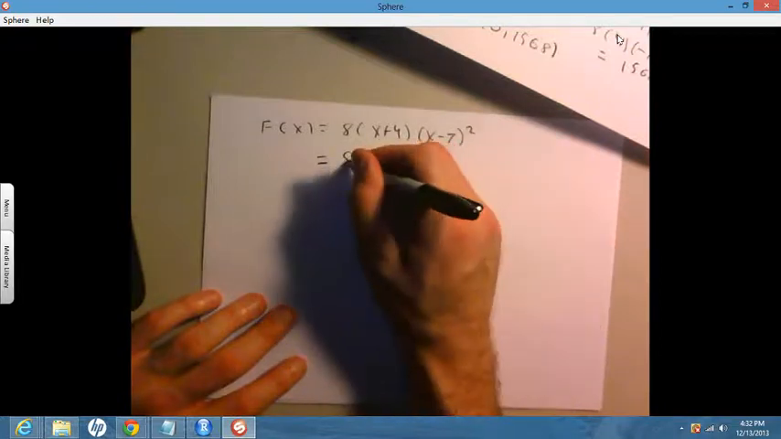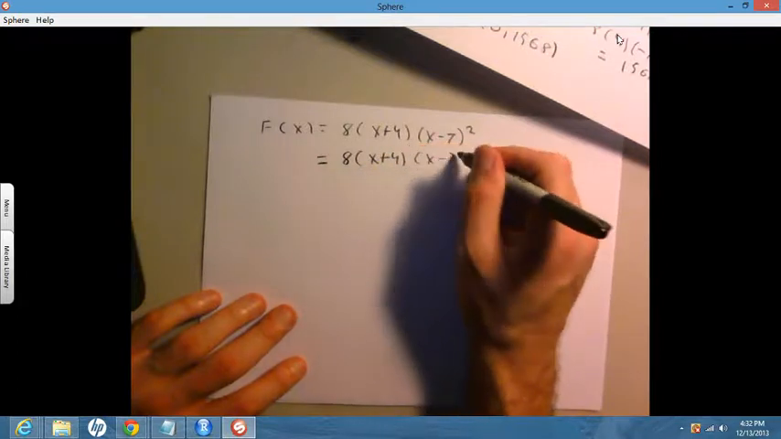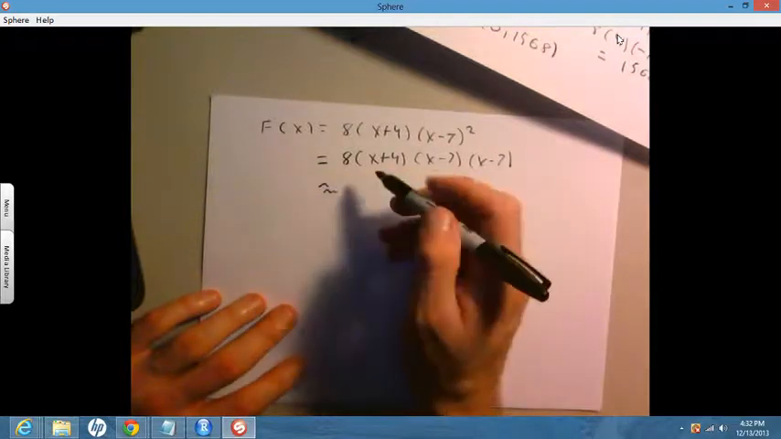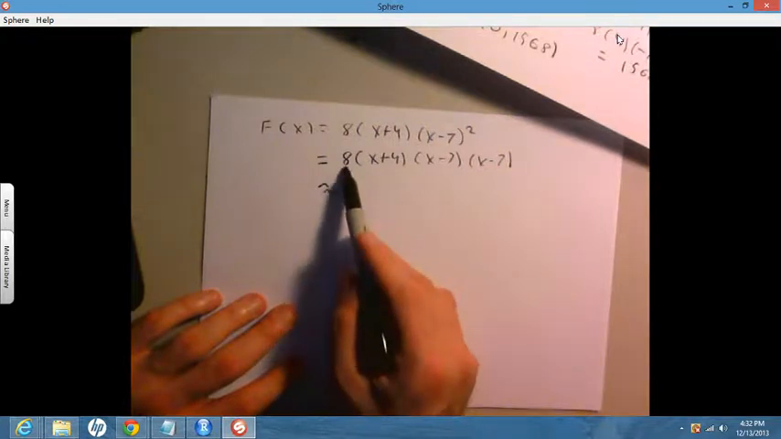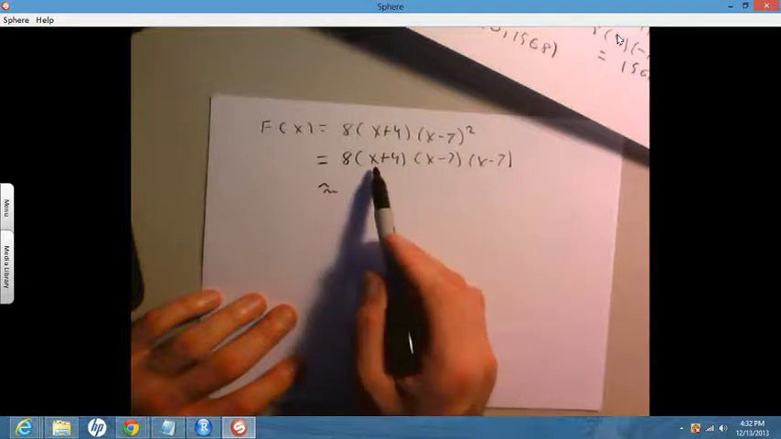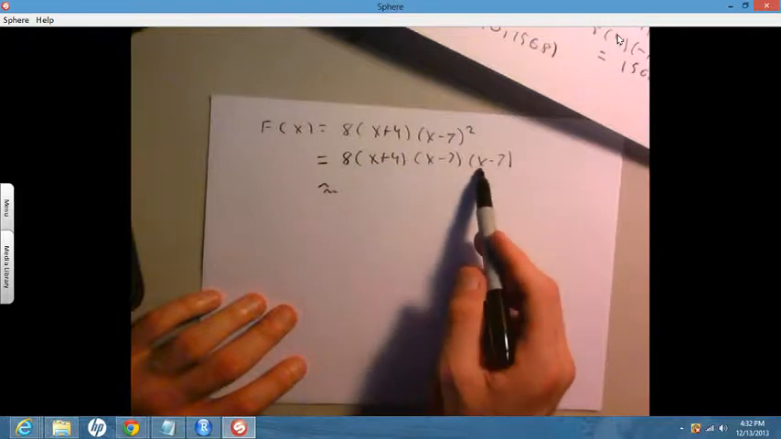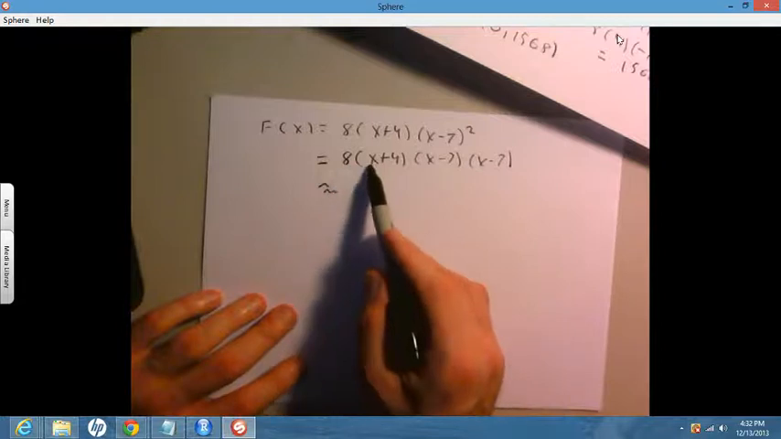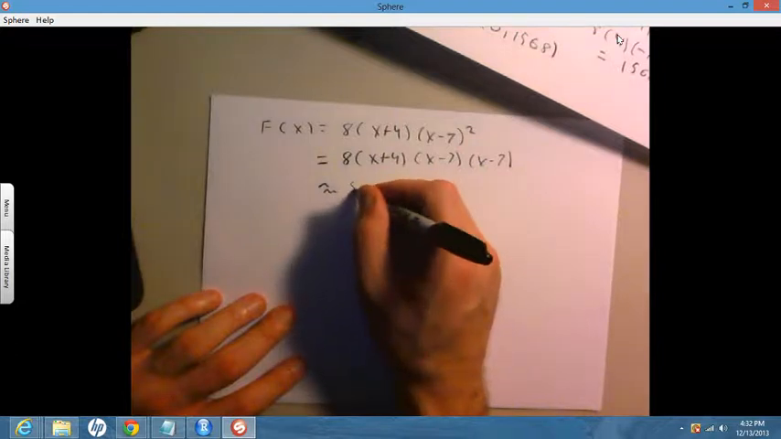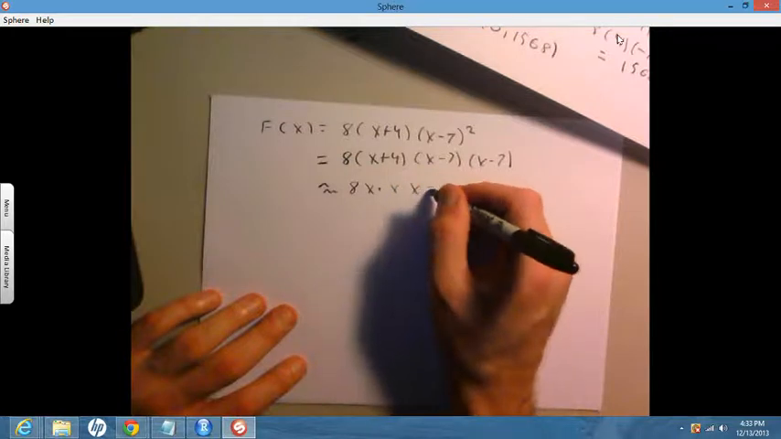This is the same as 8 times (x plus 4) times (x minus 7) times (x minus 7), right? So for large values of x, the only things that are going to matter are the 8 on the outside and the highest order term in each factor, which in each case is just an x. So we're going to do 8 times x times x times x. That tells us for really large values of x that the function is roughly equal to 8 times x times x times x, which is equal to 8x cubed.